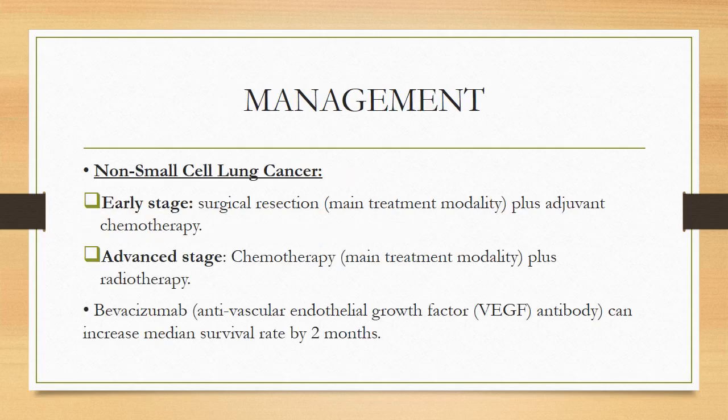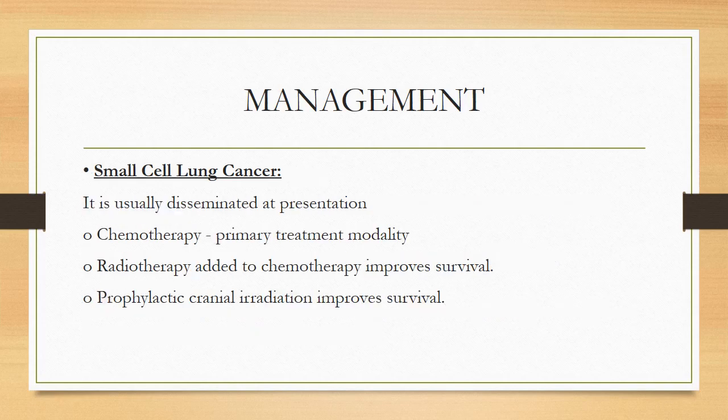So for the early stages of non-small cell lung cancer, we require surgical resection, which is the main modality, plus adjuvant chemotherapy. And for advanced stage, chemotherapy is the main modality plus radiotherapy. Bevacizumab, which is an anti-vascular endothelial growth factor antibody, can increase median survival by 2 months. For small cell lung cancer, which is usually disseminated at presentation, chemotherapy is the primary treatment modality. Radiotherapy can be added to improve survival. Prophylactic cranial irradiation improves survival.